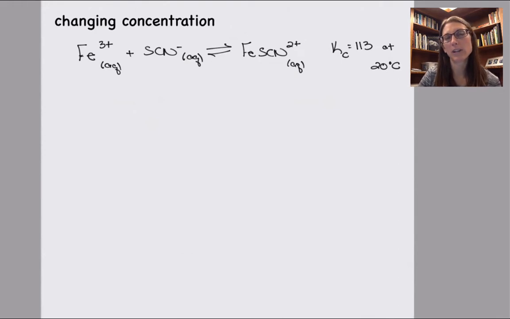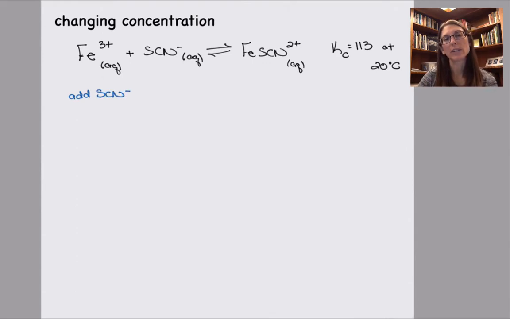So this is the reaction we did in lab earlier this week, where we have iron and thiocyanate reacting to form iron thiocyanate. And for that reaction, Kc is 113 at 20 degrees Celsius. So let's investigate what changing concentration does. If we have the reaction between the iron 3 plus ion and a thiocyanate ion to form iron thiocyanate, I know that the equilibrium constant for this reaction is 113 if I'm at 20 degrees Celsius. What would happen if I were to add some additional thiocyanate?